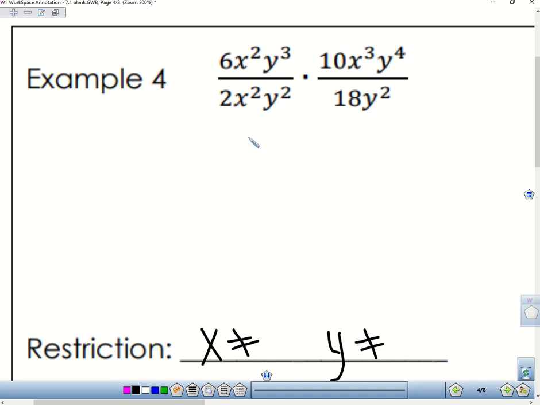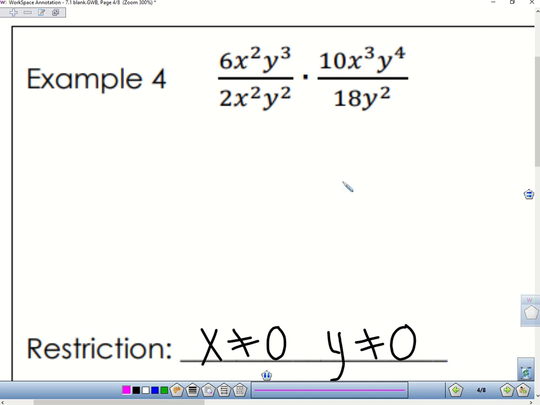Anything multiplied by 0 is 0. So x can't be 0. And if y was 0, this would also make the whole denominator 0. So x and y can't be 0. If you ever have a variable that's not added or subtracted by anything, the restriction is just 0 for that variable. See how if we plugged in 0, that would make the whole denominator 0 for each one of those, which wouldn't work. So once we've identified our restrictions, we can move on to actually solving this.